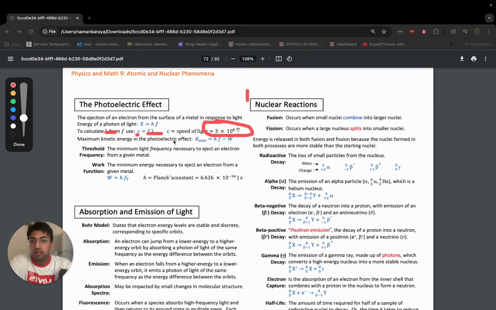That's the speed of light, and that's how you figure out what the wavelength is. Okay, the next thing is the kinetic energy, and fortunately this is just the same formula. This is always a formula that confuses people a little bit. What is this W doing here?